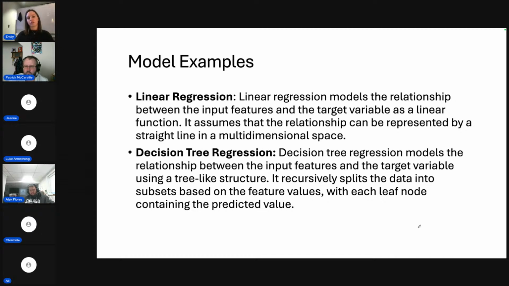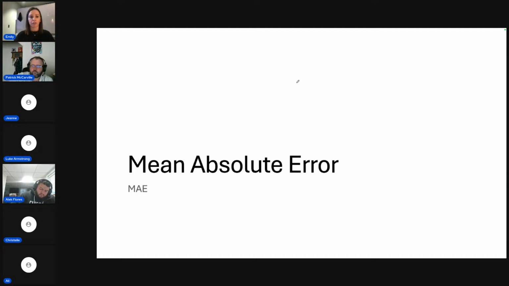Just to ground in the 2 models that we talked about last time in the last course applied to regression, we talked about linear regression. This is our y equals mx plus b equivalent. And we also talked about decision trees. We talked about decision trees primarily as a classification problem, but you can actually use decision trees for regression as well. There is a decision tree regression algorithm.